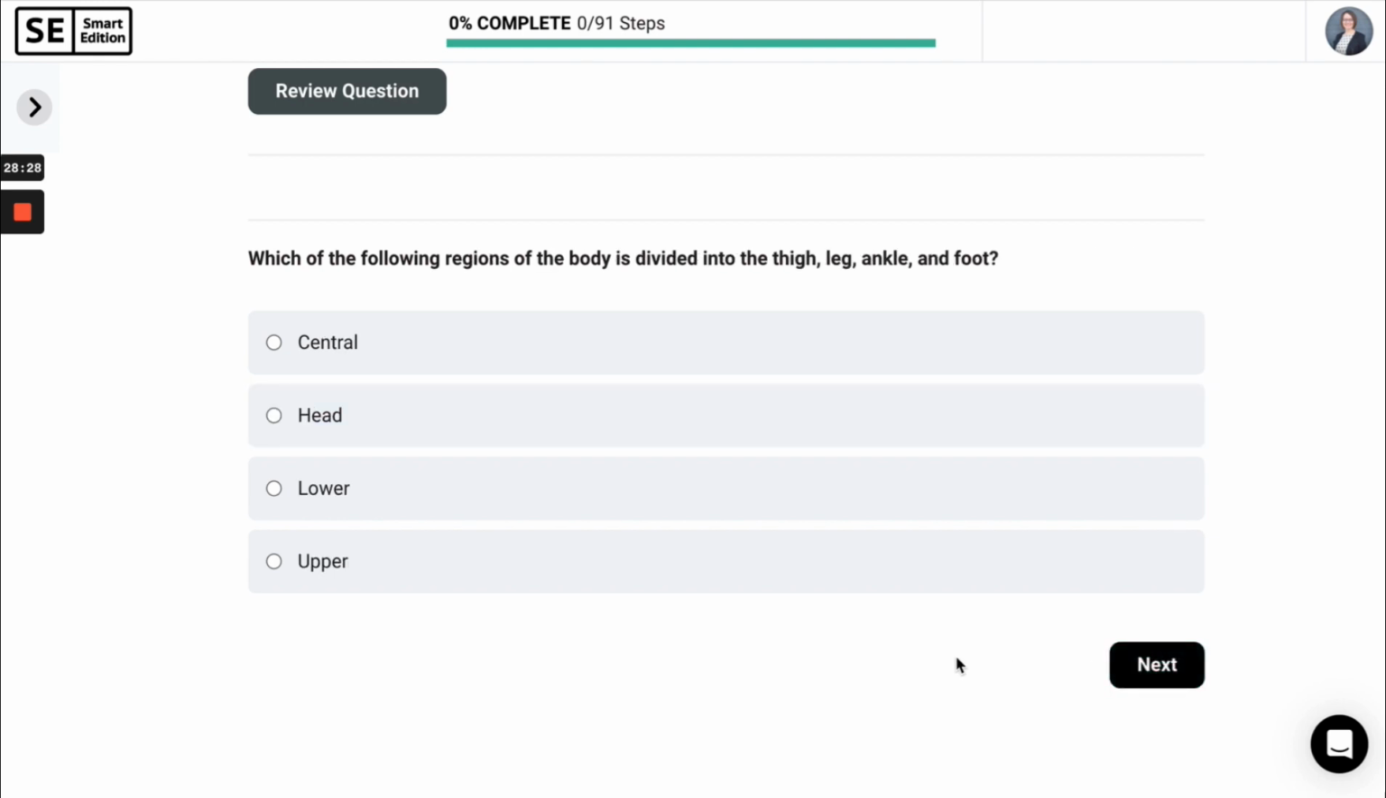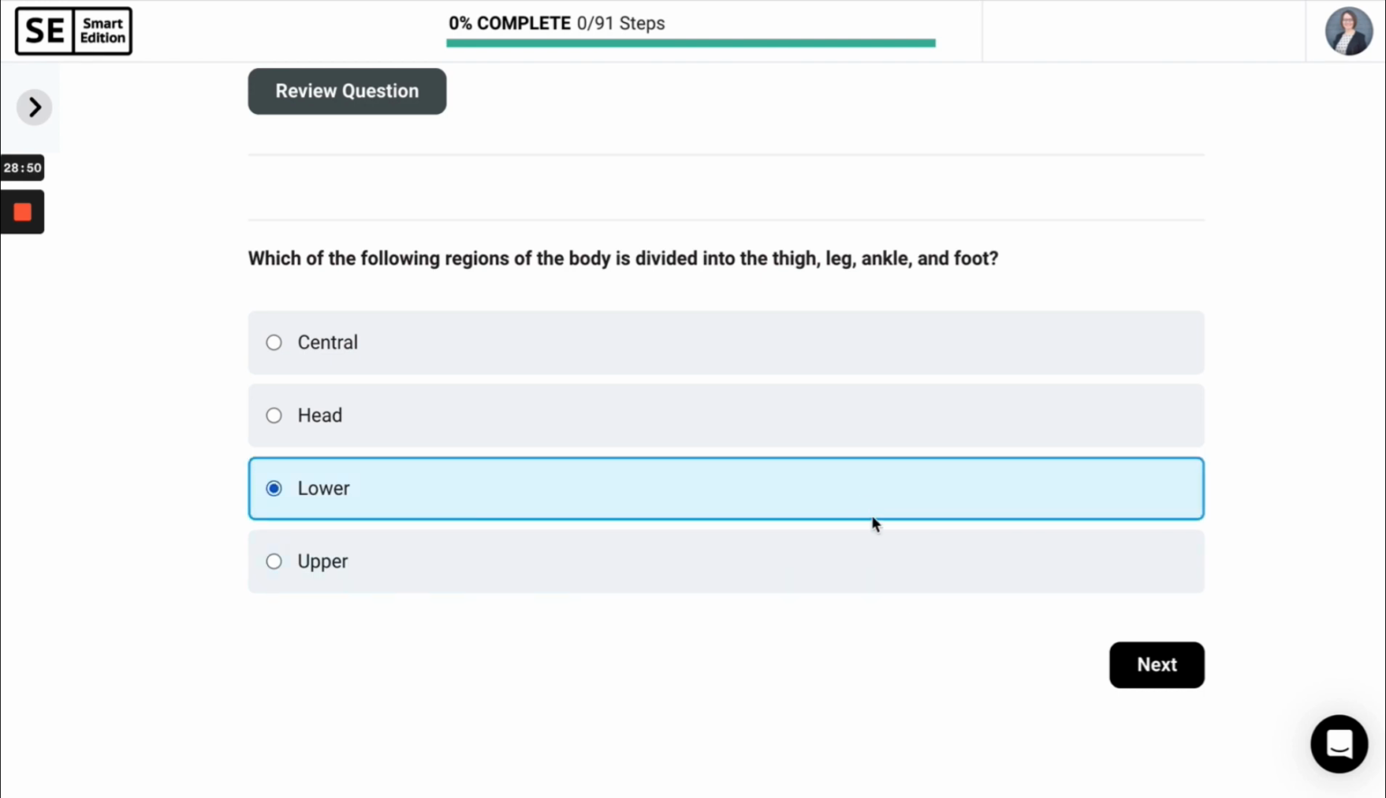Which of the following regions of the body is divided into the thigh, leg, ankle, and foot? Is it central, the head, lower, or upper? The correct answer here is lower. Think lower equals leg, and the thigh, ankle, and foot are all part of the leg, and so therefore they're found in the lower region of the body.